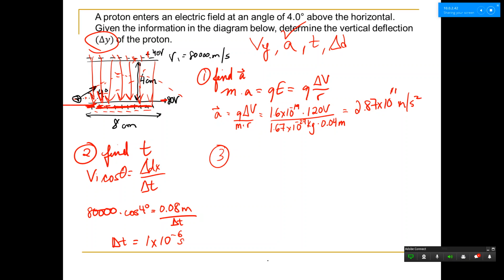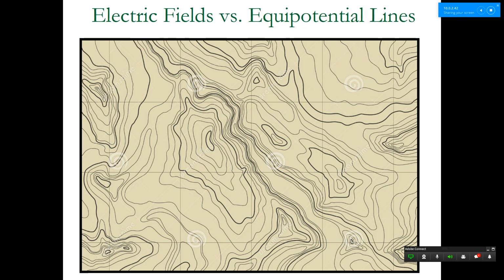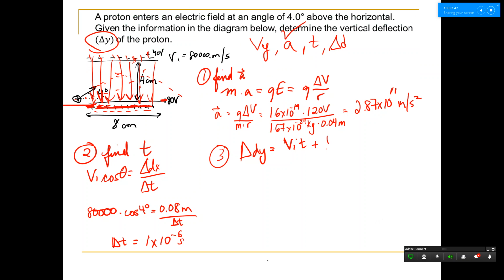It's going to be, do you guys remember this? Delta dy is equal to v initial times time plus 1/2 at squared. You guys remember that? Yeah.